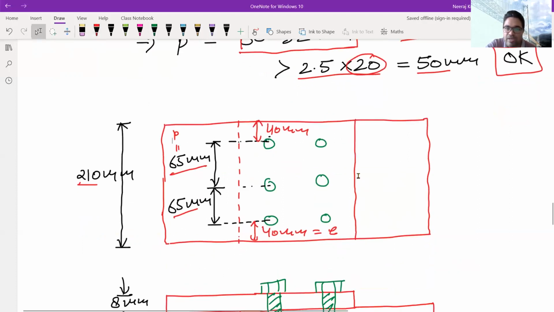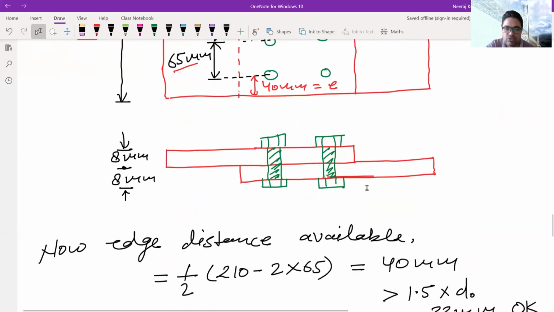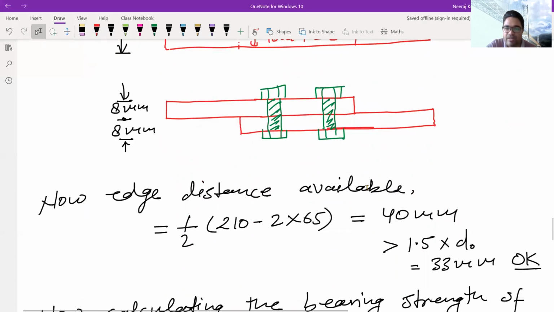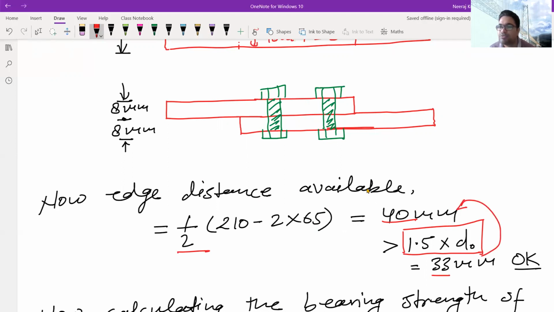So now we have the value of P and edge distance. So here you can see I have already calculated the value of edge distance, which is 40 mm, and this 40 mm is greater than the minimum recommended value of edge distance, which is 1.5 times of D naught. So 1.5 times of D naught is 33, and I have already provided this distance more than 33, which means I am on the safer side. So it is again okay.